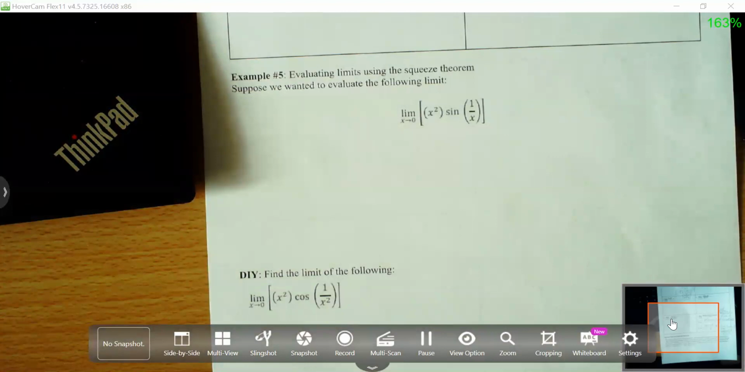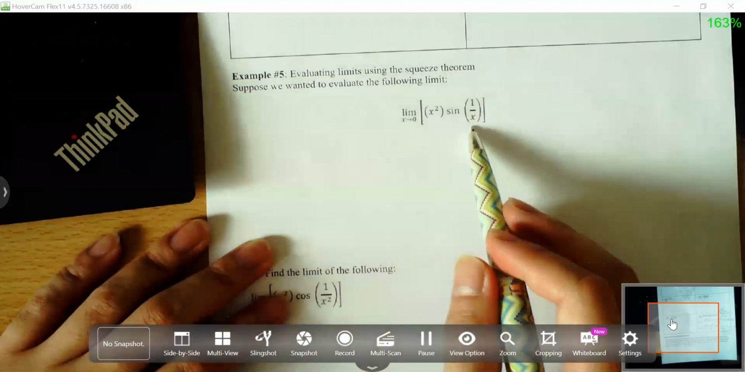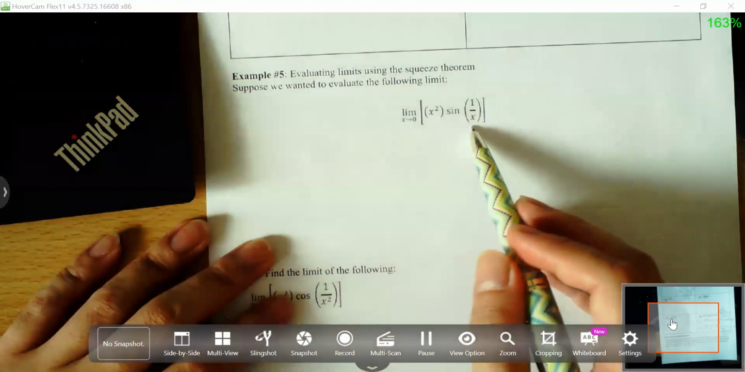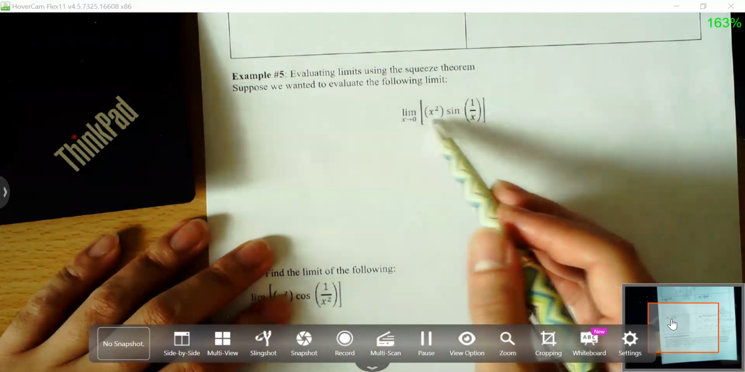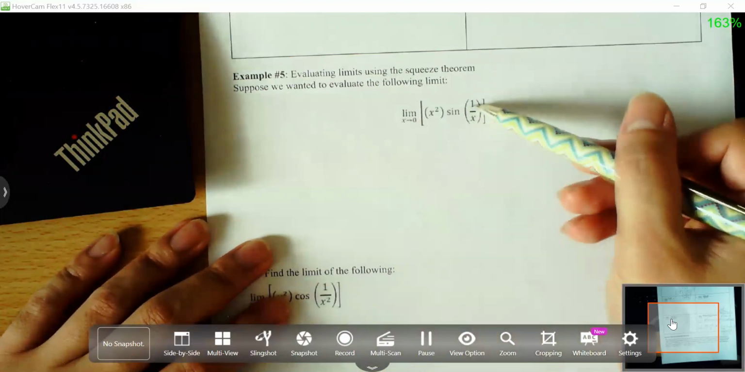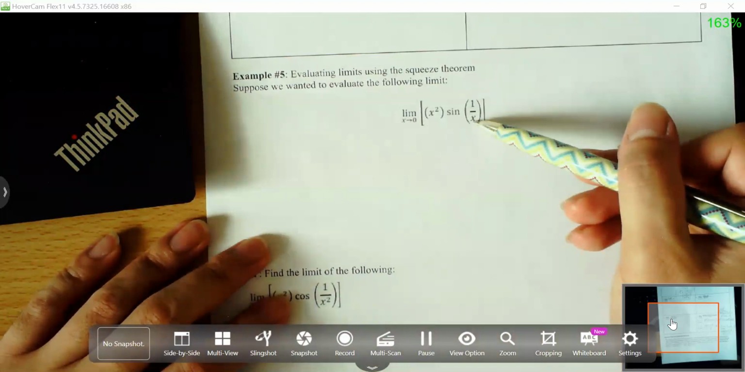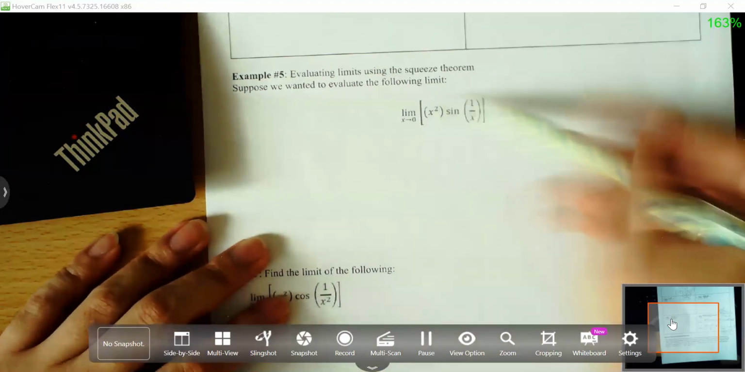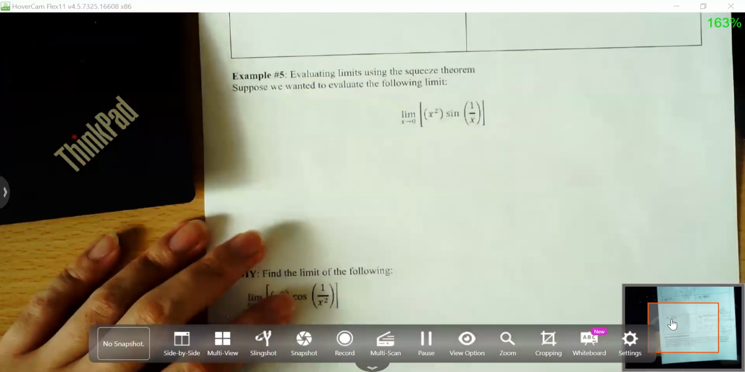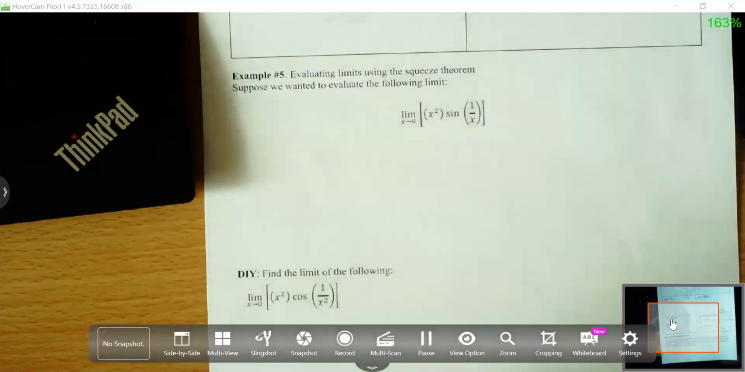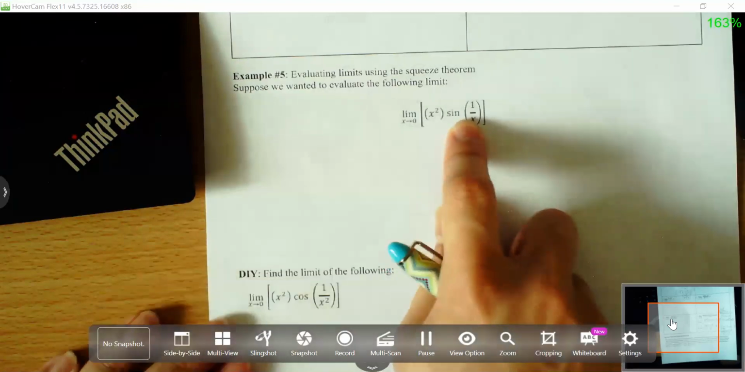So let's say we wanted to evaluate this limit. You're like, oh, well, can't we just substitute? And you're like, no, we can't really because sine of 1 over 0 doesn't make sense. Okay. So let's see if there is a limit. So once again, we have some mystery function here, and we want to know the limit as x approaches 0. Now, you have to remember one thing. What is the range of sine?